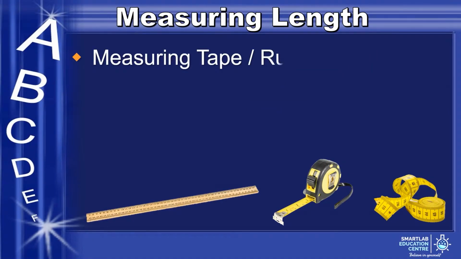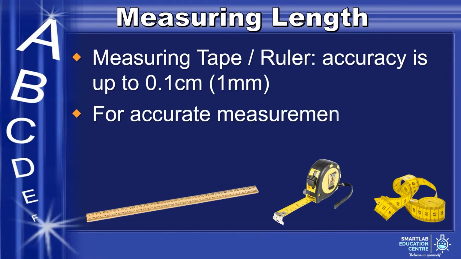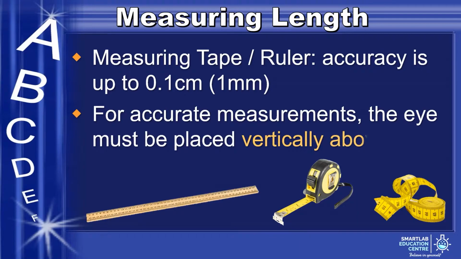To measure the length of common objects, we can use measuring tape or ruler. Their accuracy is up to 0.1 centimeters, or 1 millimeter. Please take note that, for accurate measurements, the eye must be placed vertically above the mark being read.